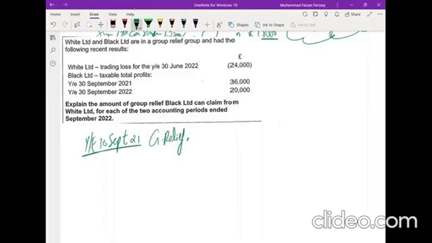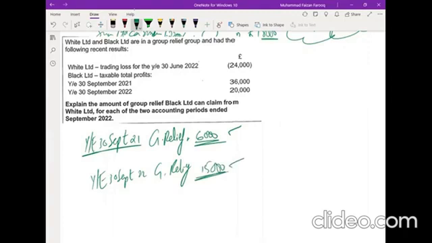For first year, it's 6,000. Very good. What about the second year? 15,000. Okay, 15 and 18 was the answer, and lower is 15. So that's it. So black and white. Very good. You did it correctly. So that's what we can say is the group relief. That is known as group relief.